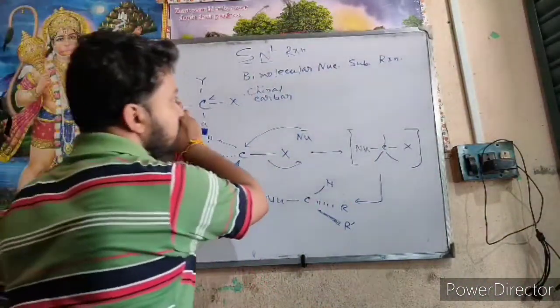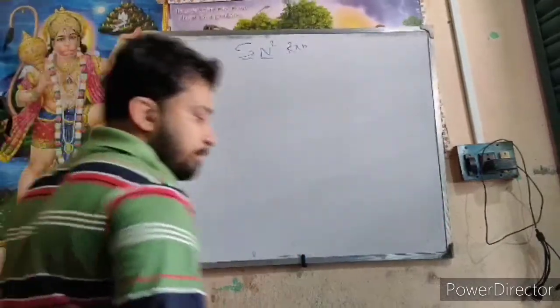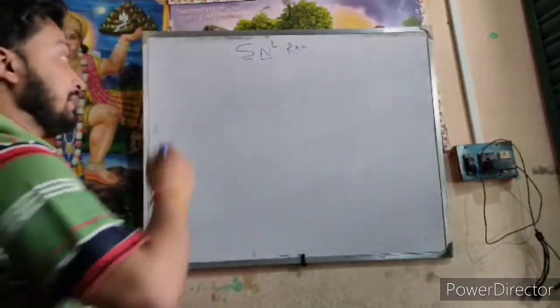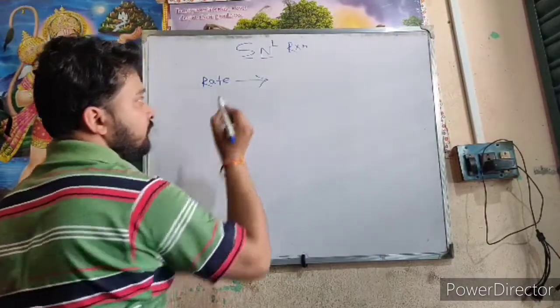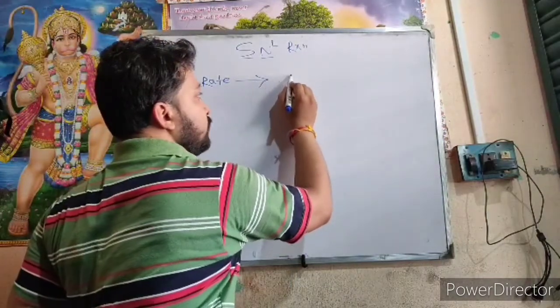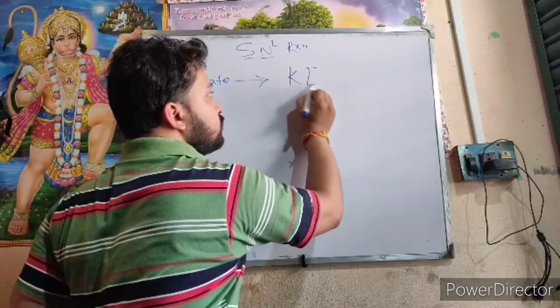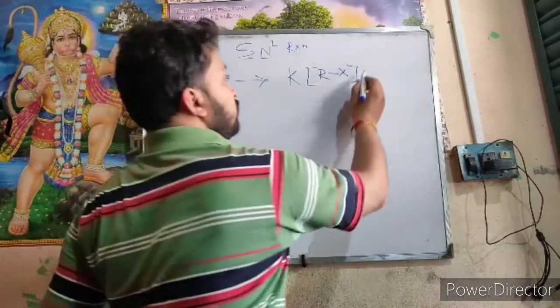Important points of this reaction. Important points are the rate of this reaction. The rate of this reaction depends on, we know that rate equals K into RX, what I used, and then the nucleophile.